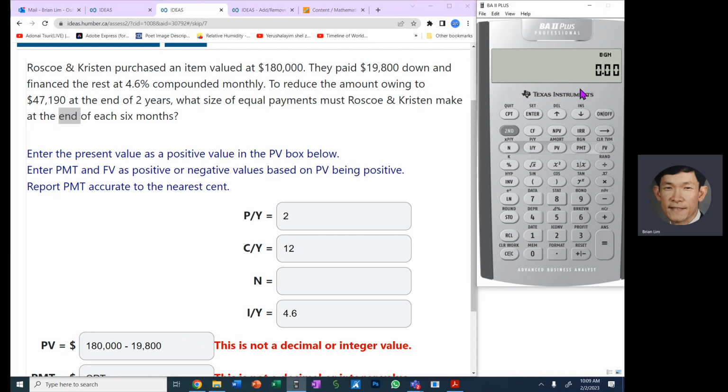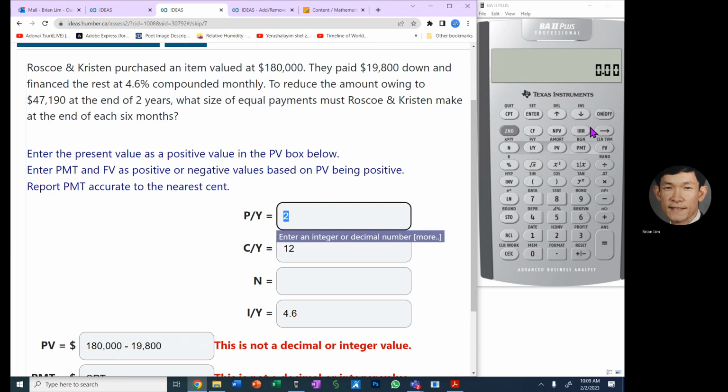Let's clear what was on the screen. And so we go second PMT, and that brings us in where begin is. And we go second, enter, and that clears out the begin. So we're back to end mode now. End mode, nothing gets displayed because that's the default mode. Okay, let's start now. So PY is 2.